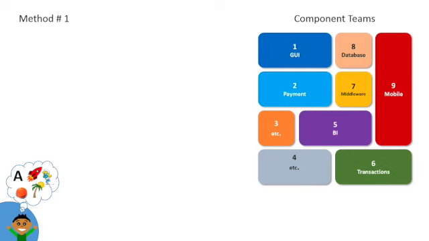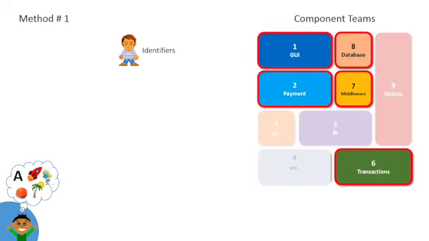So companies like this will then start creating these positions or these roles called identifiers, whose purpose it is to actually identify which teams are going to be participating in the development of this feature A. So of course, these identifiers need to know the whole structure of the company, need to know how they work. They're sometimes called architects, and they need to basically identify these teams.